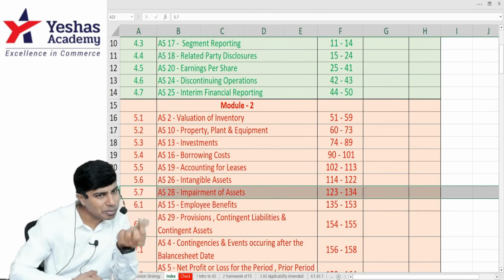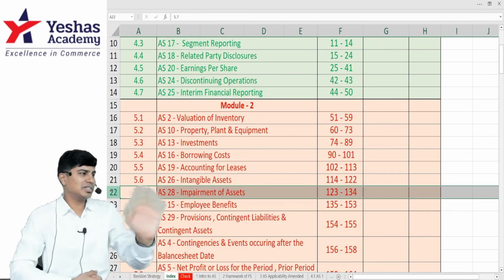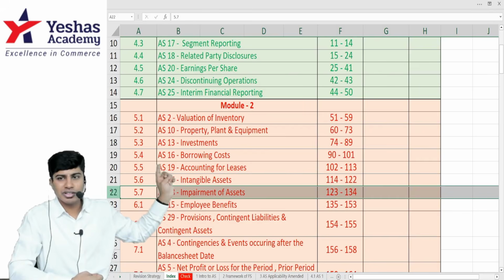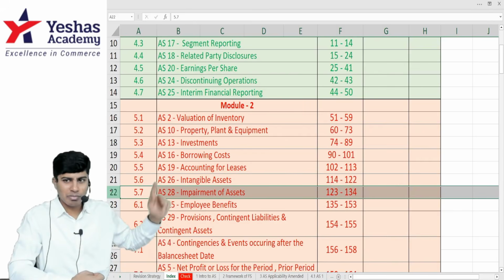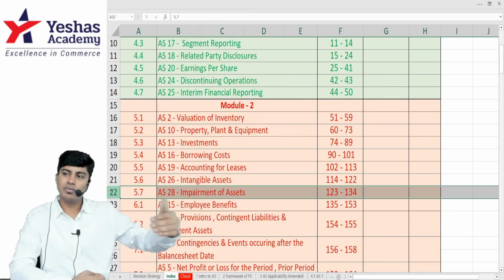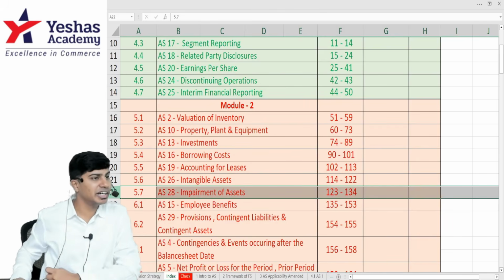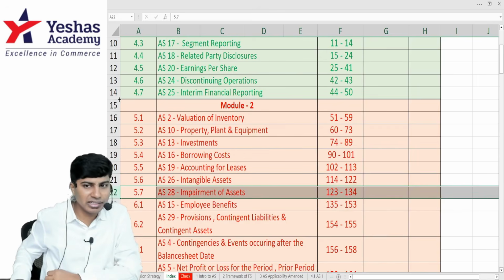Impairment is like depreciation, but it's not depreciation. It is like depreciation, but it is the elder brother. You've seen depreciation. Now I'll make you meet the elder brother, impairment. Not now, slightly later in the journey, but you will definitely have to read it. Very interesting standard. You understood AS 28 a little.